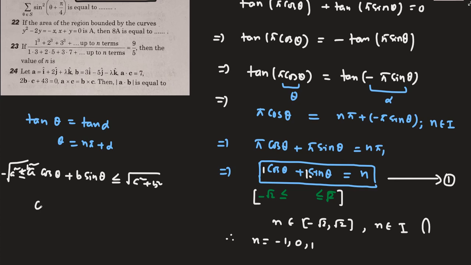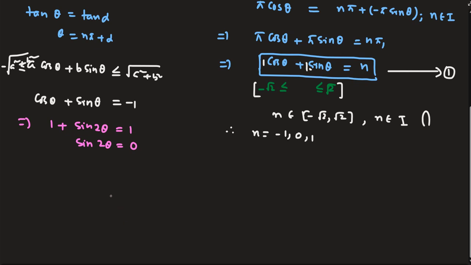Case 1: cos theta plus sin theta equals minus 1. Squaring both sides, we have 1 plus sin 2 theta equal to 1. This implies sin 2 theta is equal to 0, so 2 theta is n pi. Here I take a different letter m, where m is an integer. So theta is equal to m pi by 2.